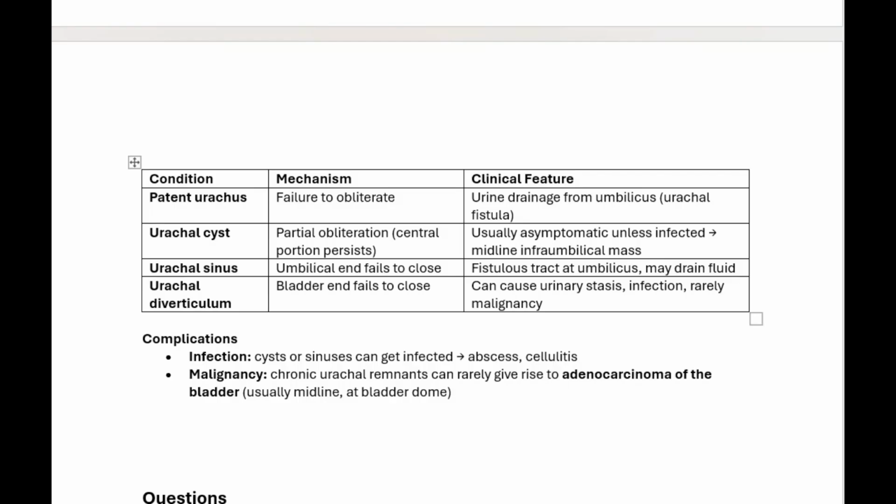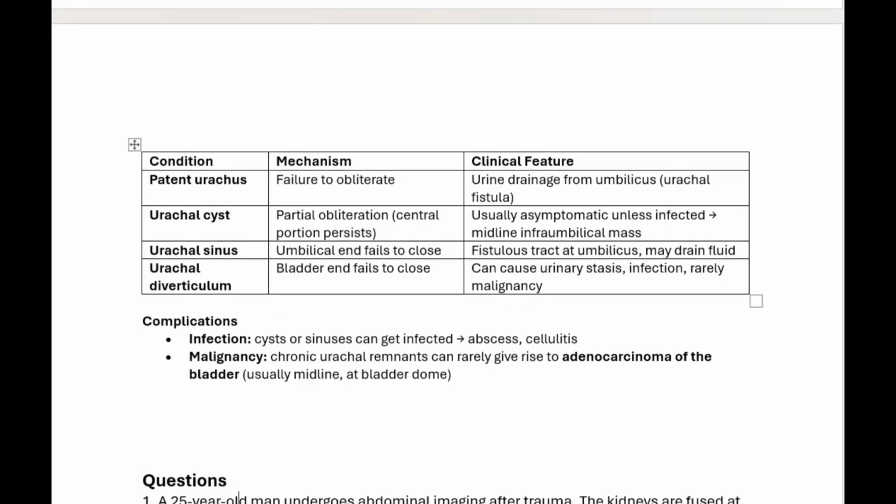So when we look at the complications of urachal anomalies in general, there is infection, so a cyst or the sinus could get infected, that could lead to abscess, cellulitis. Malignancy is also another one. So chronic urachal remnants can really give rise to adenocarcinoma of the bladder. And this is usually midline at the bladder dome.